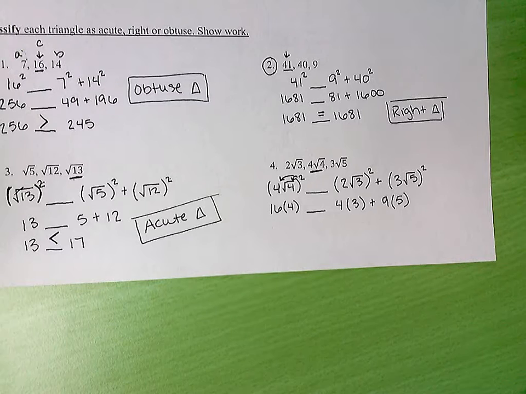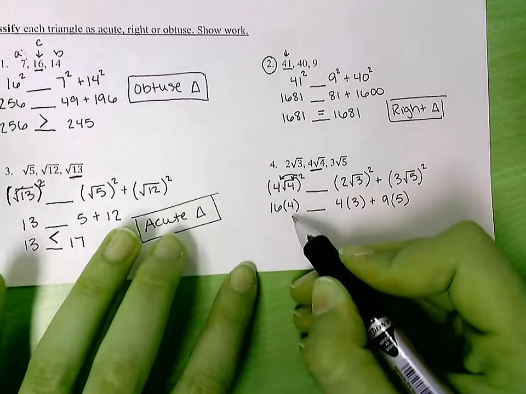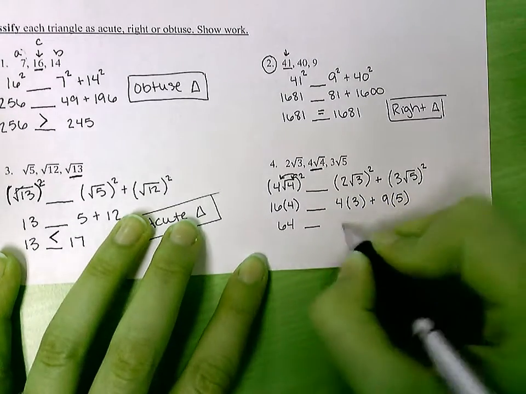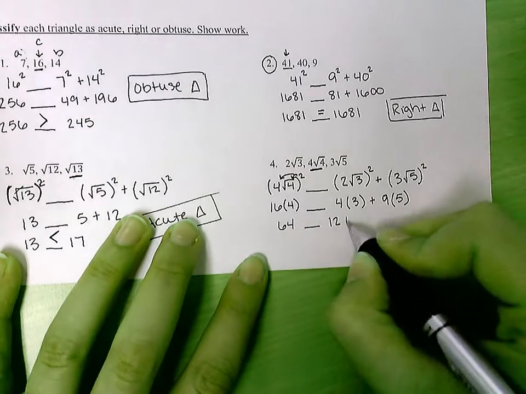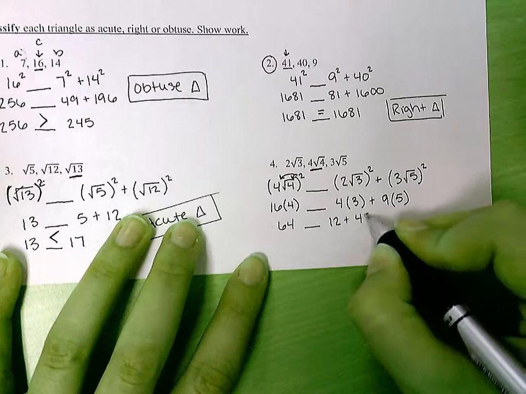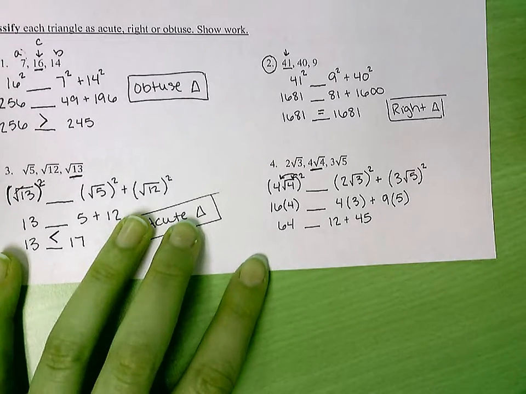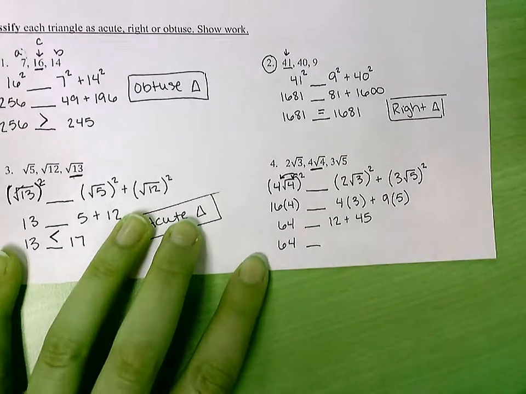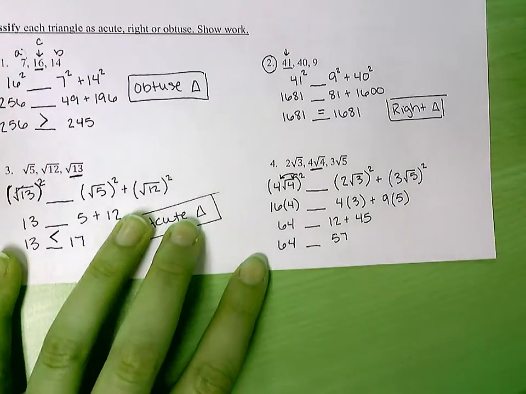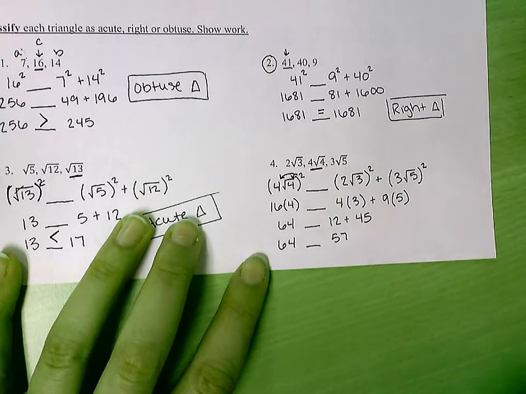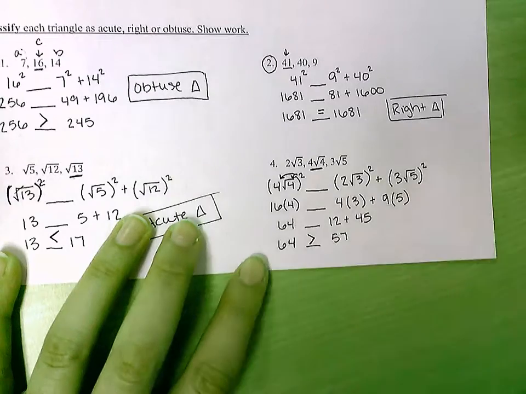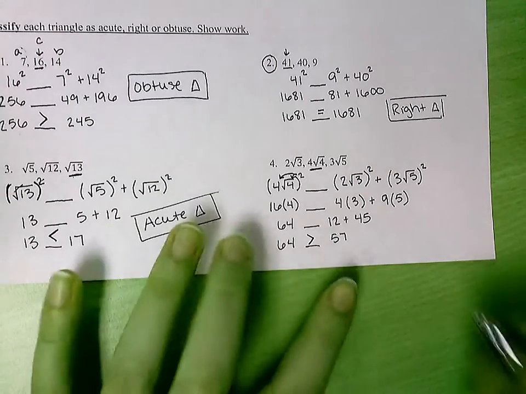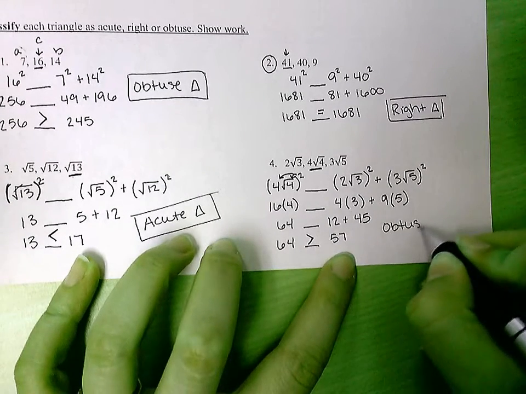Okay, now I can multiply these numbers together. So I have 16 times 4, that's 64. Compared to 4 times 3 is 12. Plus 9 times 5 is 45. Add those together, so I still have 64 over here compared to 57. Now 64 is the greater number. Okay, so we have 64 greater than 57. So that is an obtuse triangle.